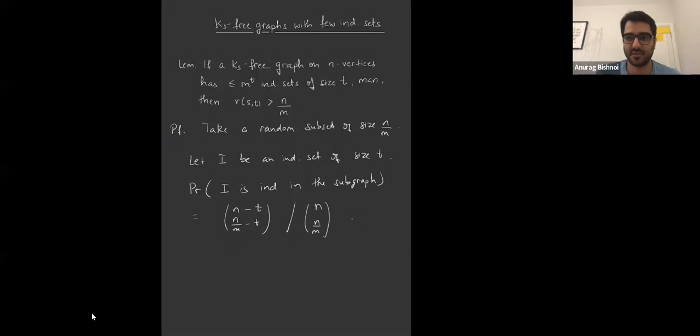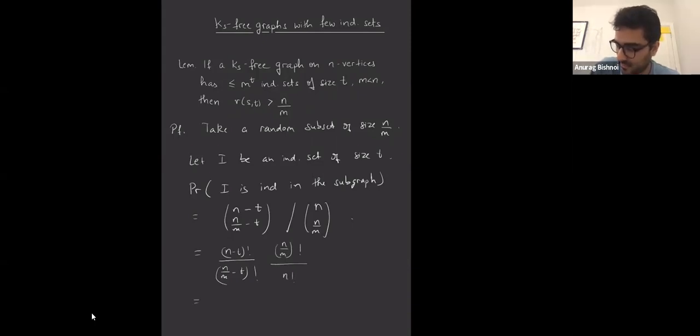Okay, this is the probability, just exactly equal to this. And then you can simplify this. You can have n minus t factorial divided by n over m minus t factorial. Then this n minus n over m factorial cancels out. So you have n over m factorial divided by n factorial.